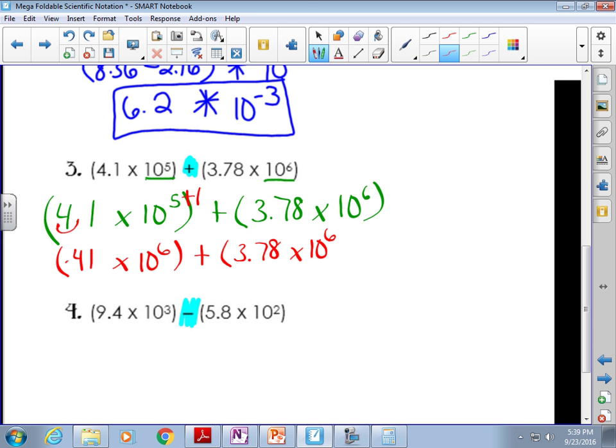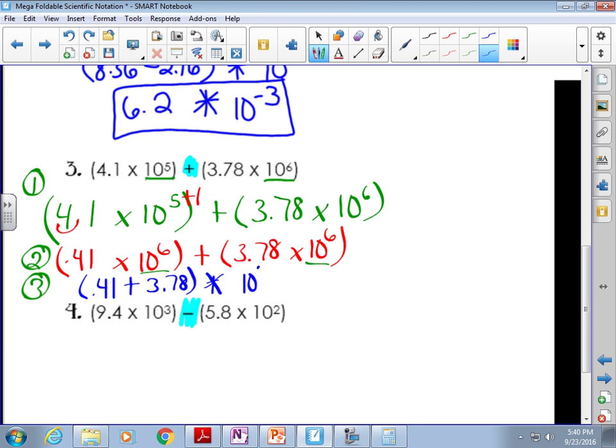All right, so that was our first time having to make the exponents match, and now they match. I got a 10 to the 6, I got a 10 to the 6. The next step is factoring out, so this was step 1 and step 2. Sorry, let me go back. This was step 1, step 2. Now we're doing step 3. All right, let's get it factored out. So I'm factoring out the 10 to the 6. So I have 0.41 plus 3.78. And I factored out a 10 to the 6 is what I hope you said.